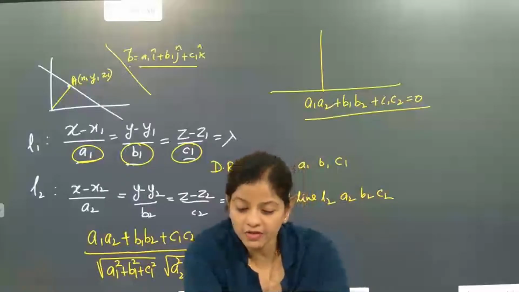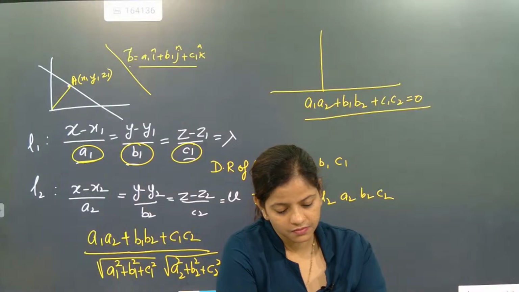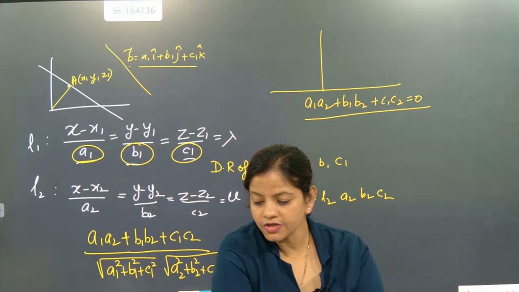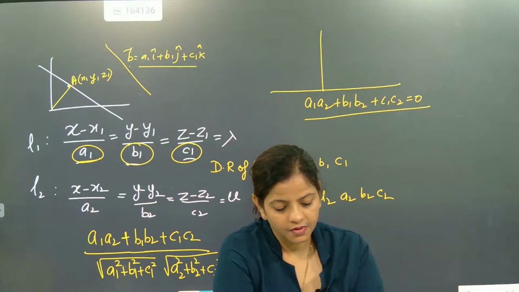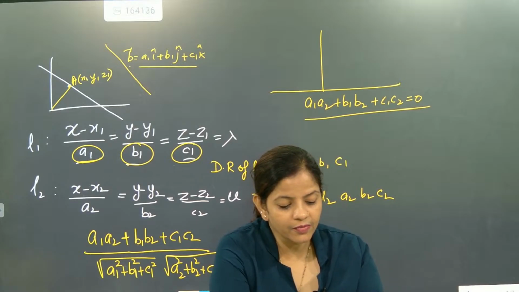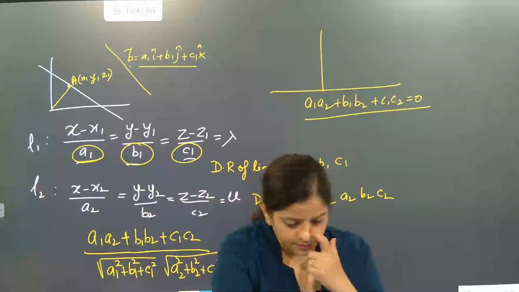I hope you might have understood this one. Understood or not? Till here it is okay, beta? Now intersection part I am going to start.